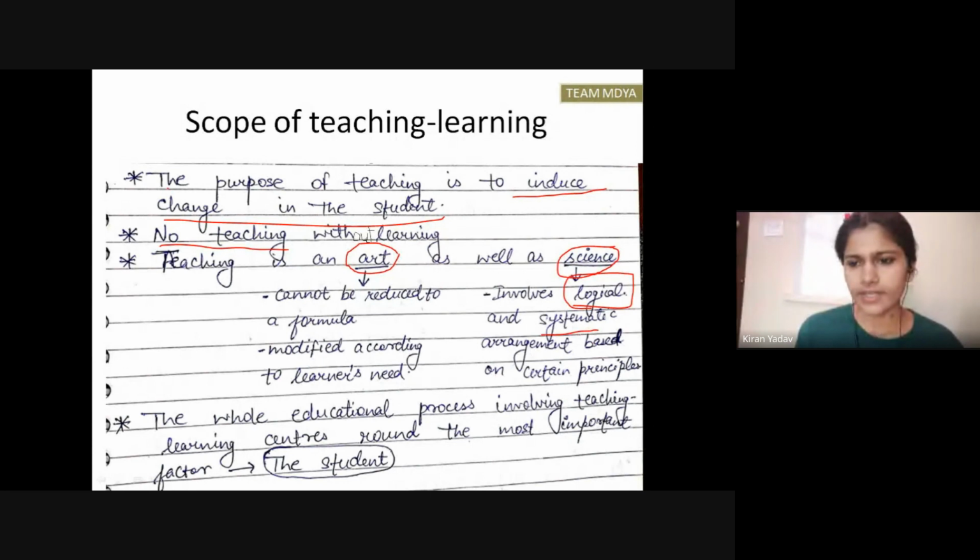And how is it an art? It is an art because it cannot be reduced to a formula, even though it is based on certain principles. We cannot reduce it to a certain way, saying this is the only way you can teach. You can't reduce it to a certain formula. It always needs modification according to the learner's need. That's why it is an art. It needs a flexible approach. Is this clear? Why is it an art as well as science?